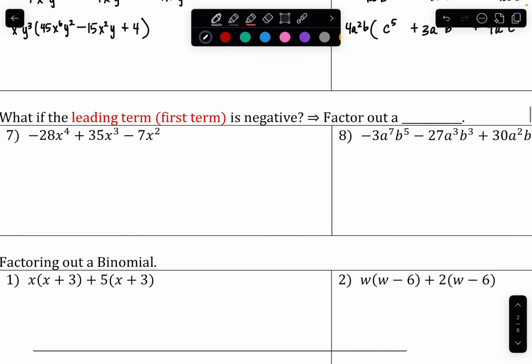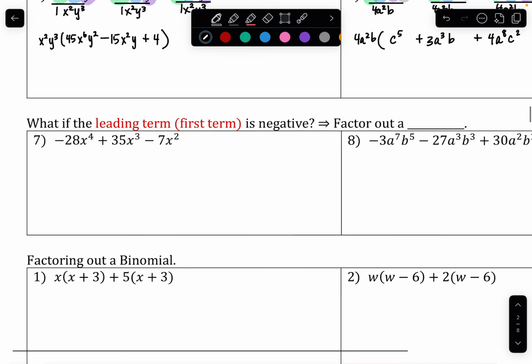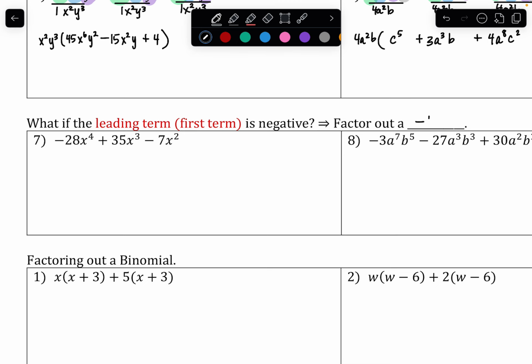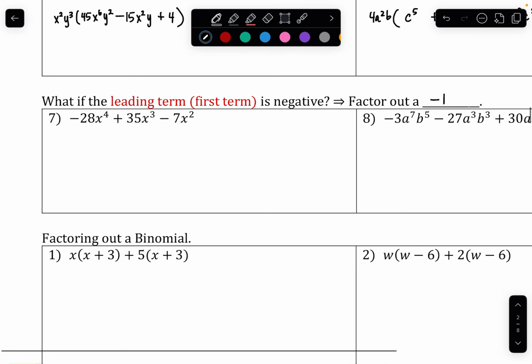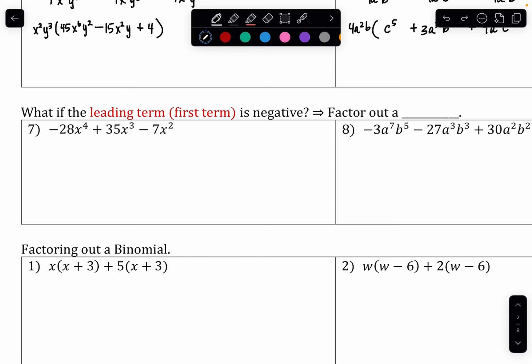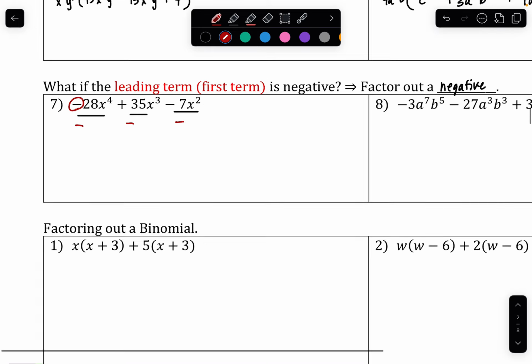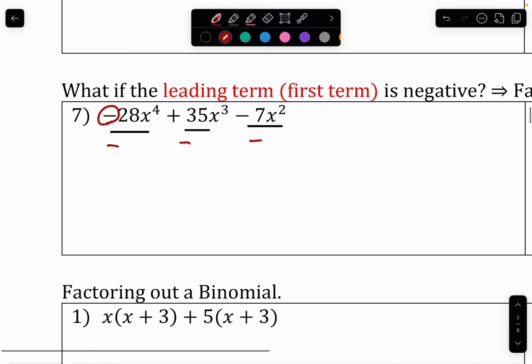All right, something that's very important that comes up very often is if your leading term, your first term, is negative, you're going to factor out a -1, okay? And at least a negative. So instead of saying -1, we're going to factor out a negative GCF. Okay, and so when you write these division bars like we have been, if you see that your leading term is negative, automatically put a negative for your GCF. You never want to leave a negative as your first term.